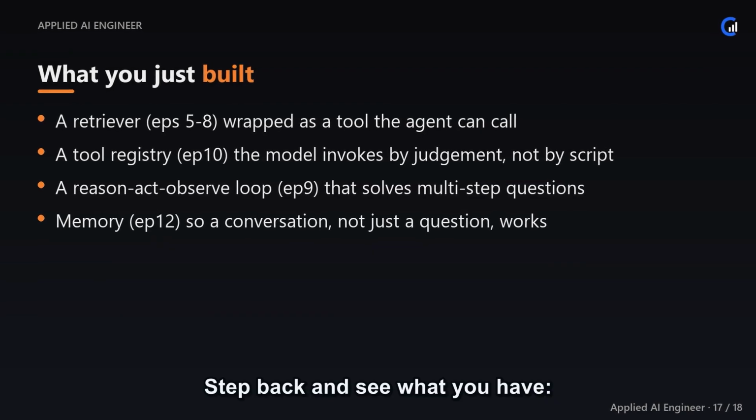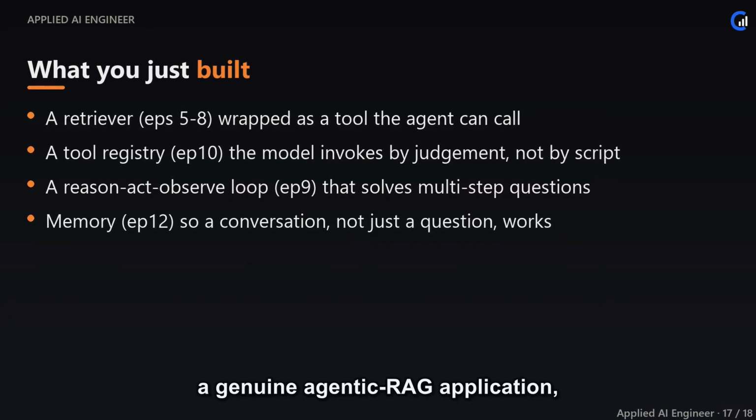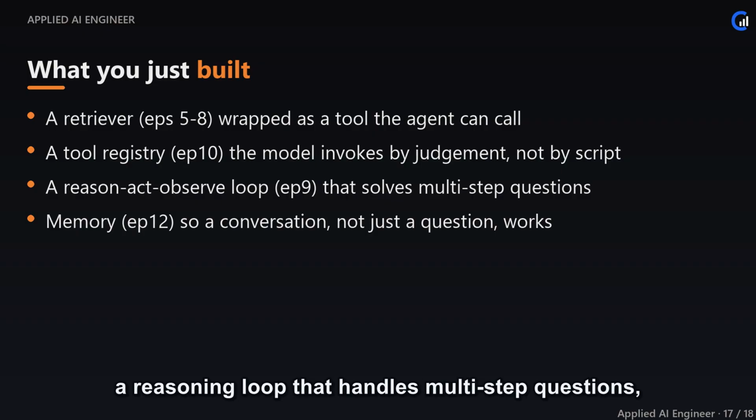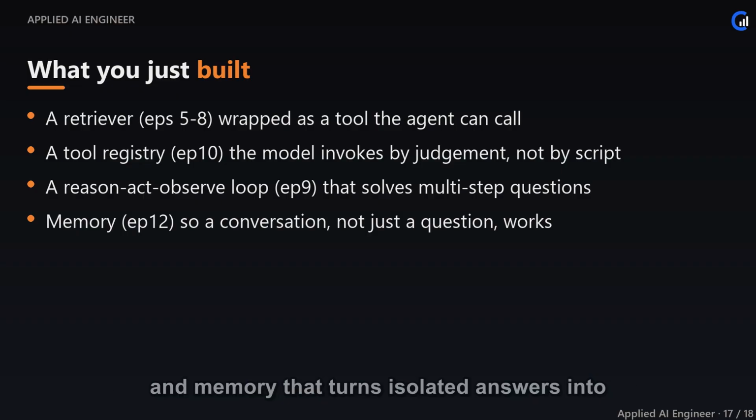Step back and see what you have, a genuine agentic-RAG application, built from parts you understand line by line. A retriever exposed as a tool, a registry the model draws from on its own judgment, a reasoning loop that handles multi-step questions, and memory that turns isolated answers into a conversation. There's no framework magic here, you could rebuild every line. That understanding is exactly what makes you an applied AI engineer rather than someone who pastes from a tutorial.